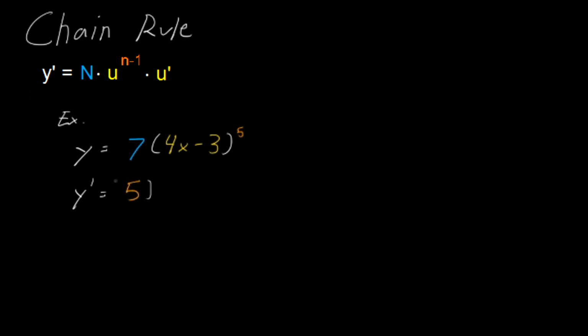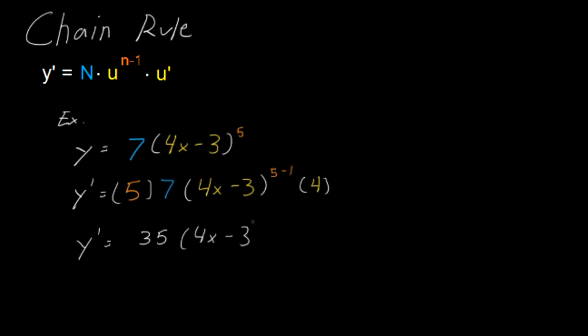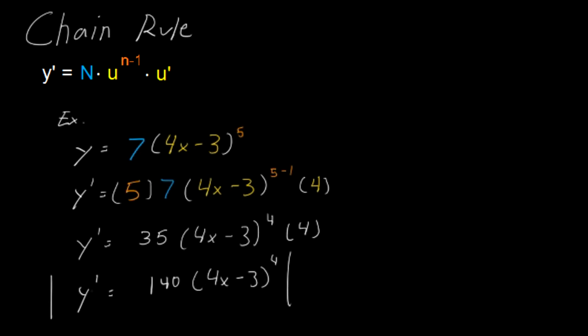It will become 7 times 5 (4x minus 3) raised to 5 minus 1 times 4. You will now simplify the equation. It will be 35 times 4 (4x minus 3) raised to 4. The final answer will be 140 (4x minus 3) raised to 4.